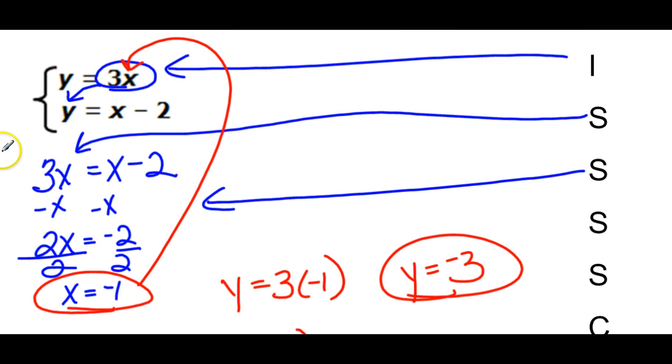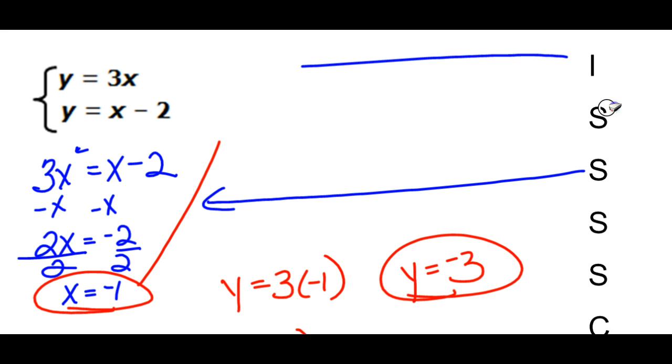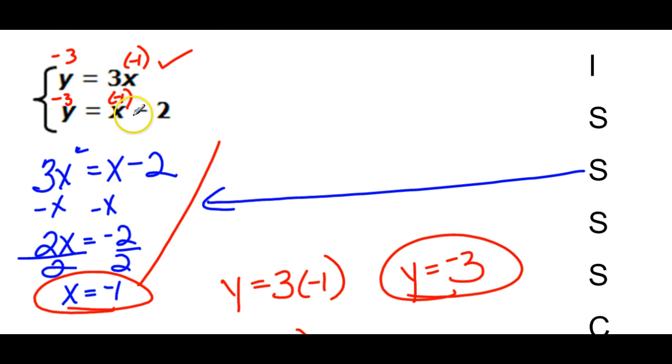So go back to my original equation. Let's erase this so we've got something clear to work with here. Okay, and substitute that in. Put a negative 1 in place of x here and here, and put a negative 3 in place of y, and see if it works. Ready? 3 times negative 1 is negative 3, worked in that one. Negative 1 minus 2 is negative 3, worked in that one, so there it's done.